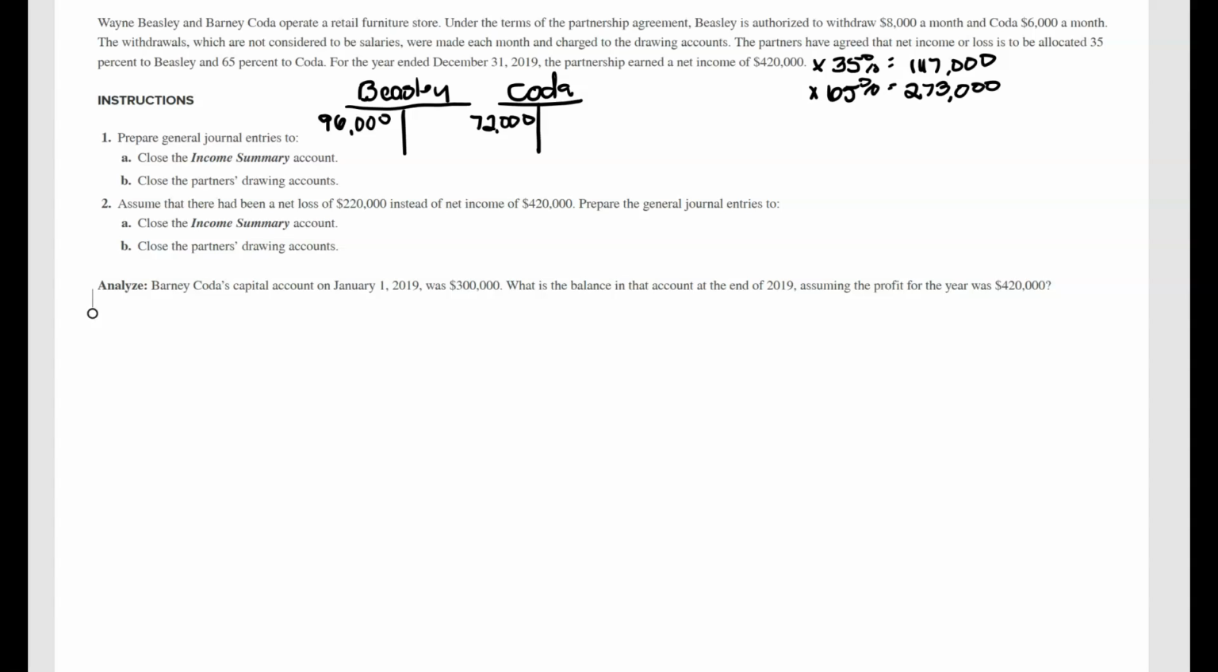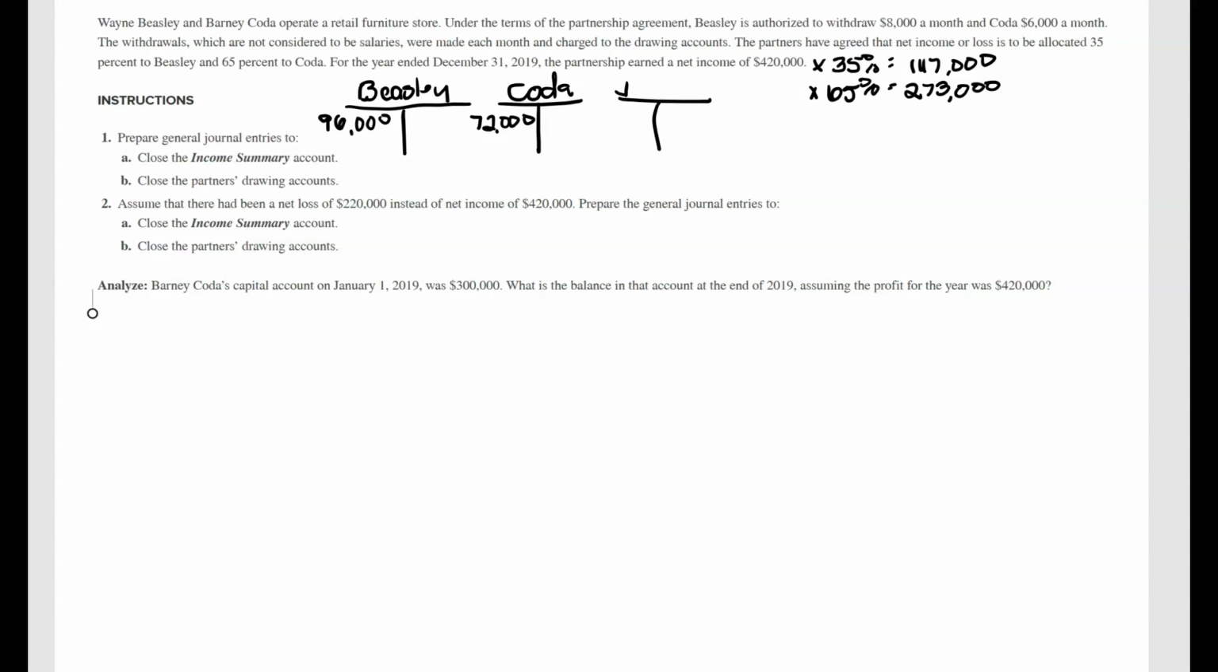Okay, I think now we are ready to do a couple journal entries. The first one is to prepare the journal entry to close the income summary account. Okay, sitting in income summary, remember, is the net income. You close out your revenue, you close out your expenses, and what's left in income summary is the net income of $420,000. So I'll just go ahead and do a T account.